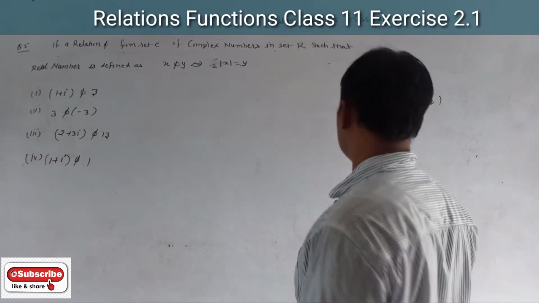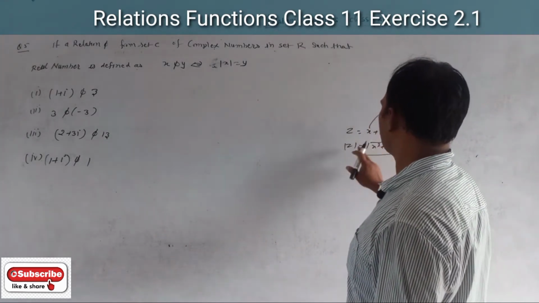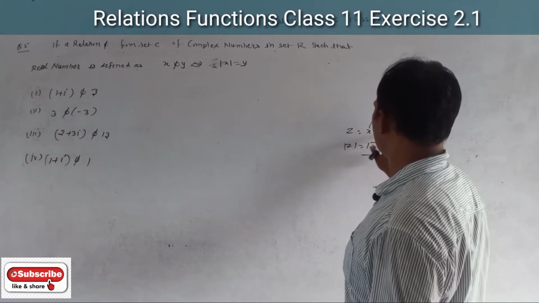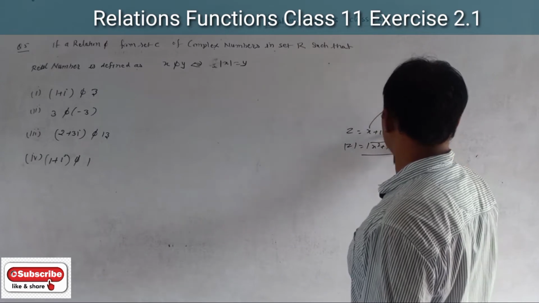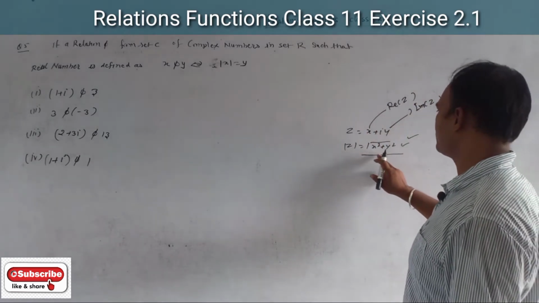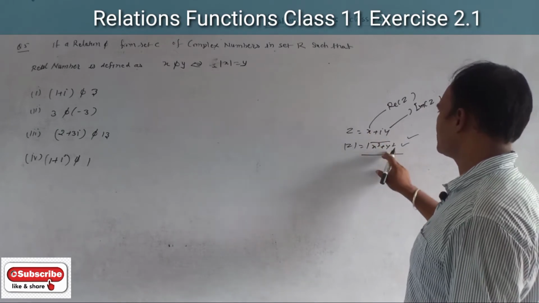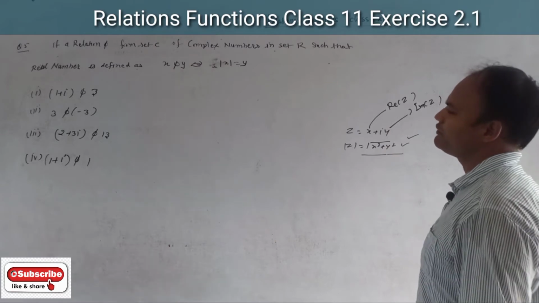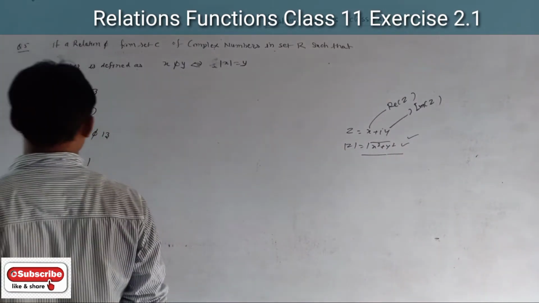Firstly, you have to remember that when we talk about a complex number z, it is x plus iota y, where x is the real part of z and y is the imaginary part of z. So the modulus of z equals under root x square plus y square, which means we use the square of x and the square of y. Now we have to solve this question.